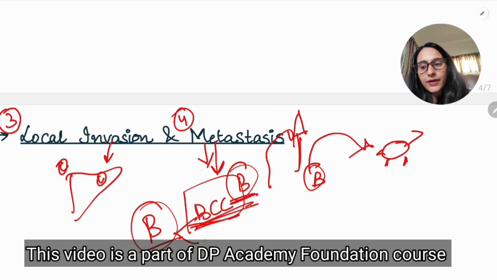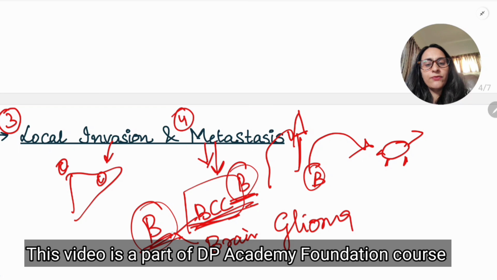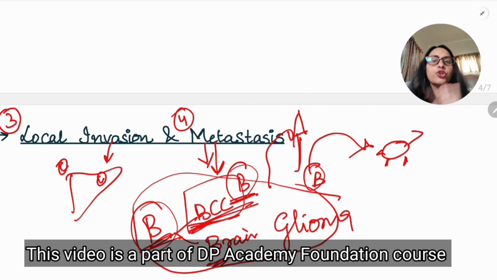Another B is brain tumor, that is known as glioma. Since they are very busy, B for busy, B for BCC, B for brain. So that is why these cancers will not show metastasis, except that all the other cancers show metastasis.